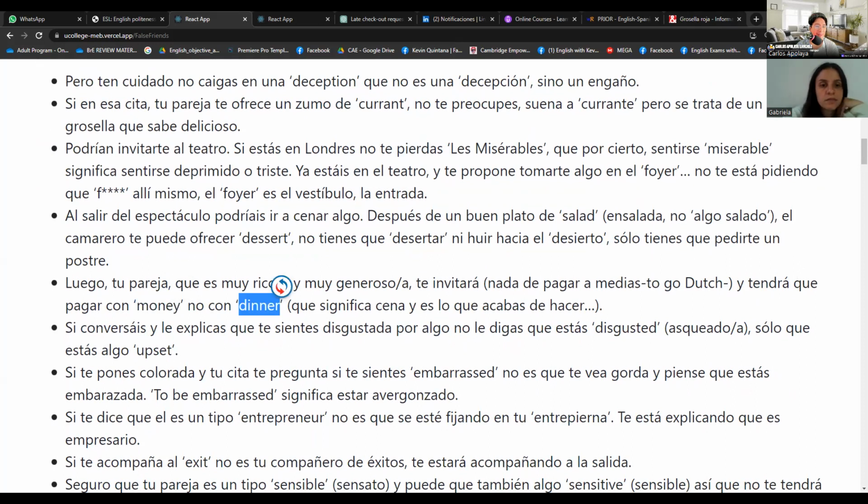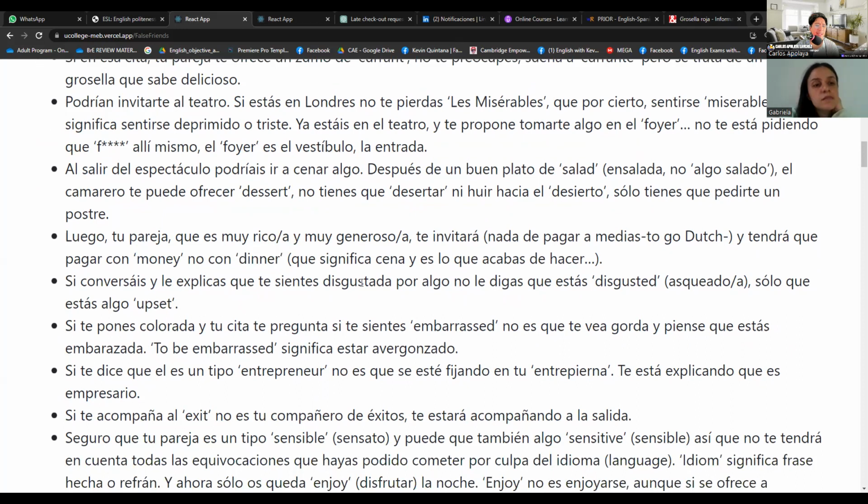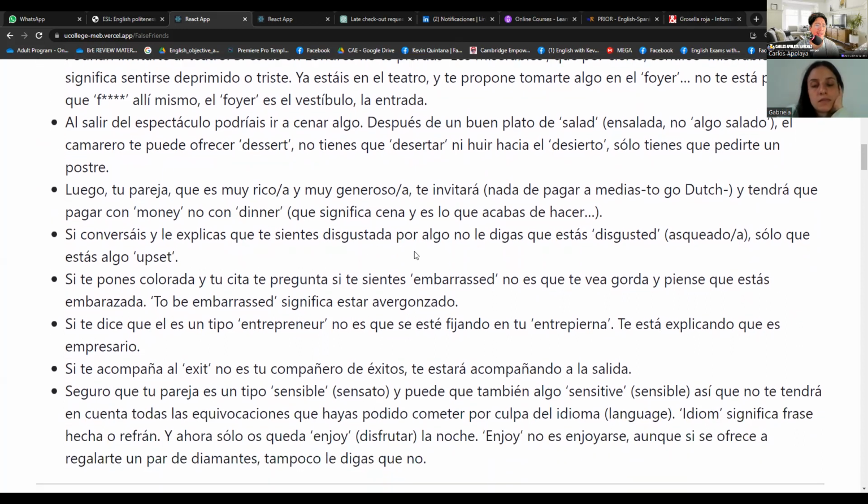Si conversas y le explicas que te sientes un poco disgustada, no le vayas a decir que estás disgusted, porque disgusted es asqueado, solo que te encuentras upset. Si te pones colorada y tu cita pregunta si te sientes embarrassed, no es que te veas gorda y pienses que estás embarazada. Embarrassed es avergonzado. Recuerda que pregnant es embarazado.